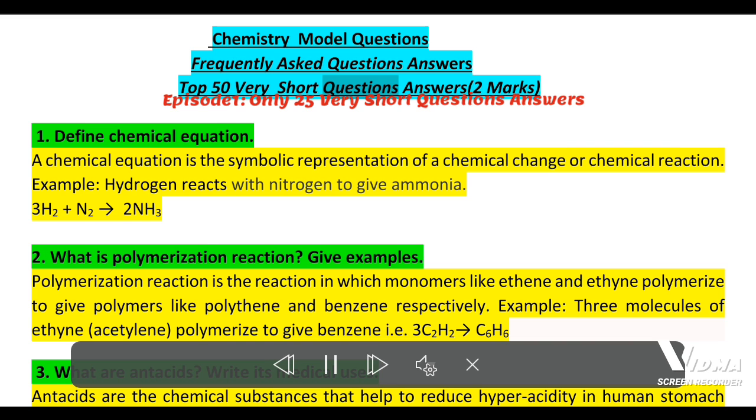Chemistry model questions. Frequently asked questions and answers. Top 50 very short questions and answers, 2 marks.